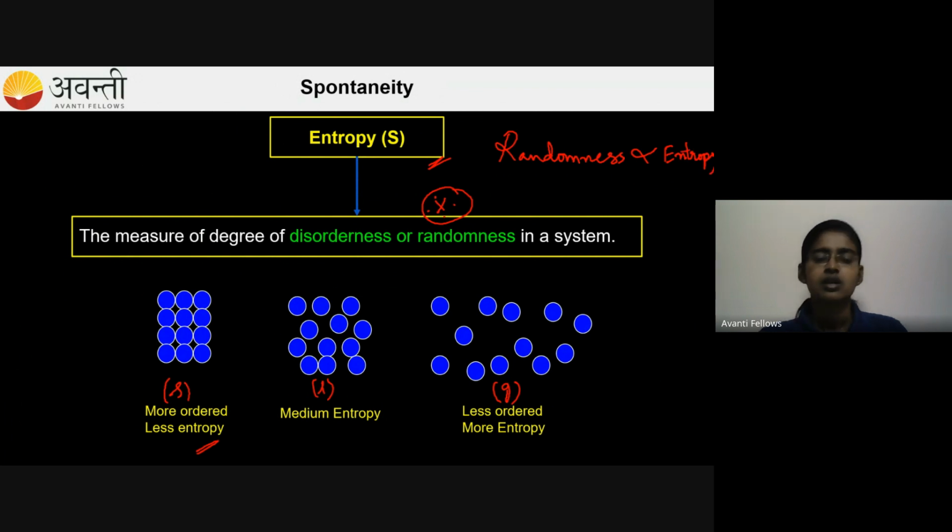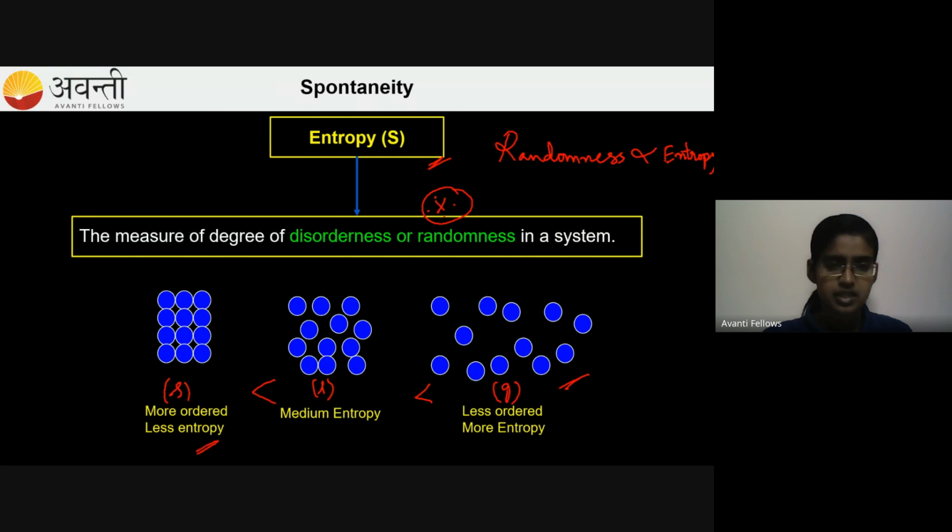Okay. In case of a liquid, the arrangement is a little bit less ordered. So entropy will also be more. Here it is less ordered because randomness is more. Everything is randomly arranged, which means the entropy is also more. So the entropy of a gas is more than that of a liquid, which is more than that of a solid.